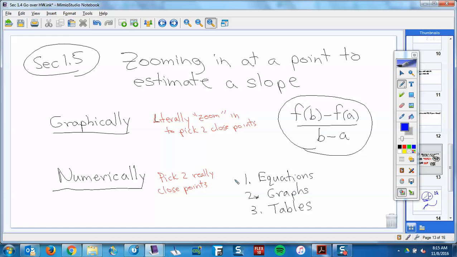Now, if you had a graph, you'd probably do the slope triangle, right? If you had an equation or you had a table, you'd probably just pick two really close points. And then you just answer the question, right?